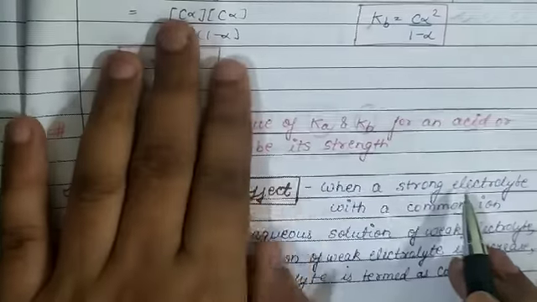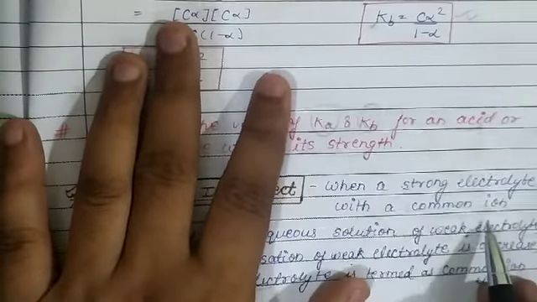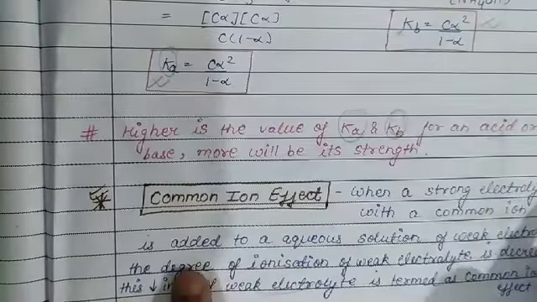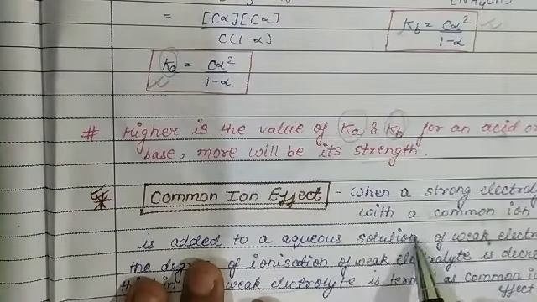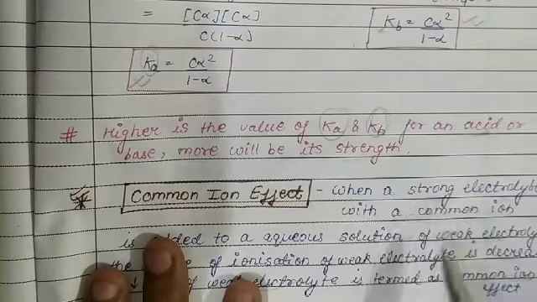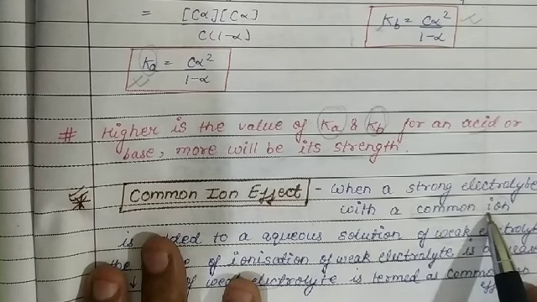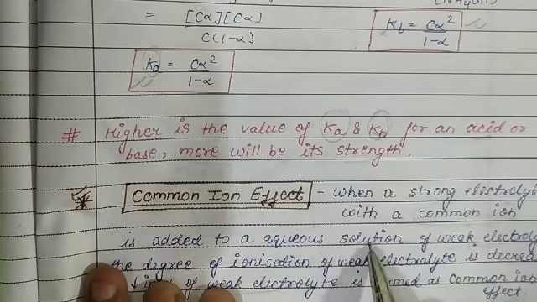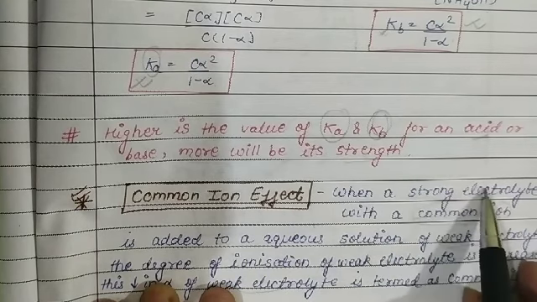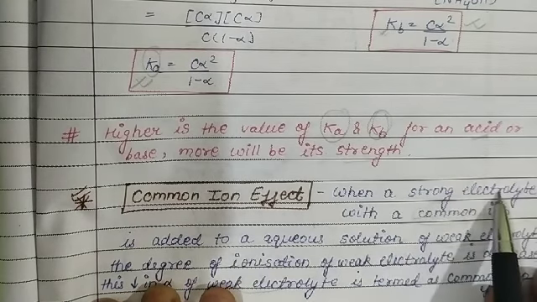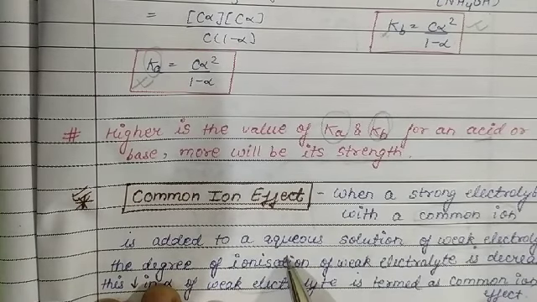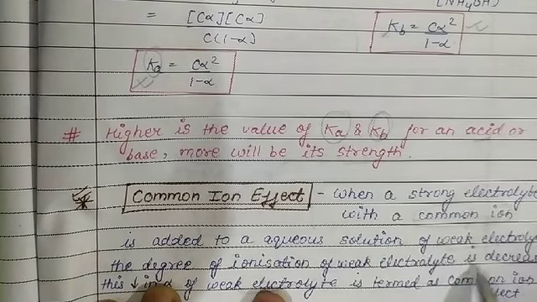So basically, when a strong electrolyte containing a common ion is added to an aqueous solution of a weak electrolyte, then by the addition of the strong electrolyte having the common ion, the degree of ionization and degree of dissociation of the weak electrolyte will be decreased.